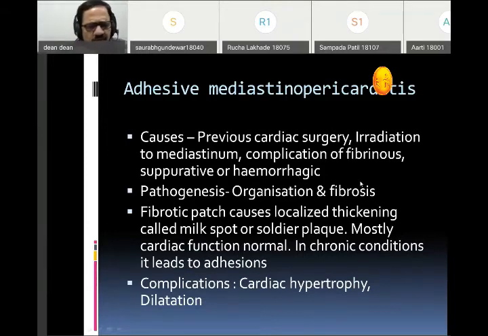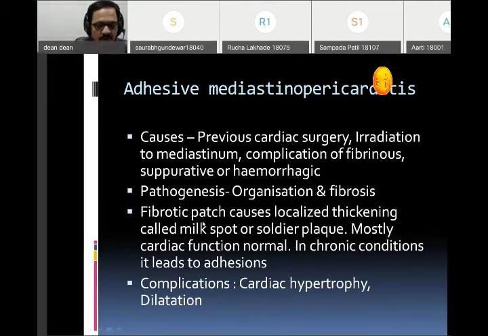Pathogenesis is very simple to remember. It is because of the formation of organization. Organization is formation of granulation tissue. Granulation tissue consists of fibroblasts, inflammatory cells, and congested capillaries. These fibroblasts form the fibrosis. So the two layers of the pericardium get stuck with each other, causing the fibrosis, leading to adhesive type of pericarditis.